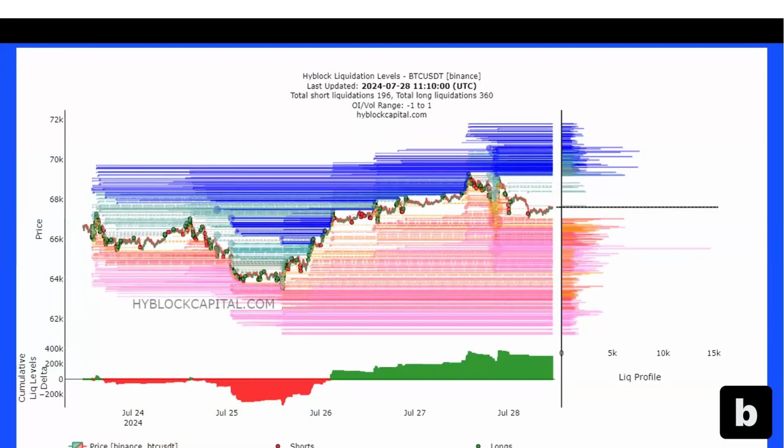So getting started with the educational content and looking at liquidation data, basically, this is what it looks like. The preferred choice of liquidation data provider for me is HyBlock Capital. I tend to find it very easy to use and it is something that I look at in the morning before I start to write my newsletter. So this is the setup, and I'll go through it very basically here.